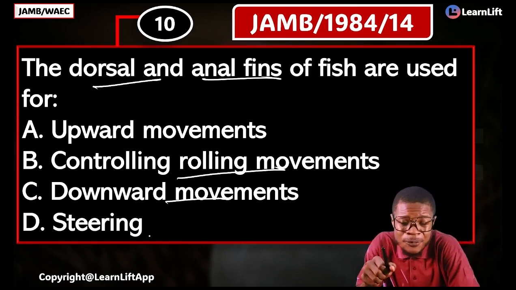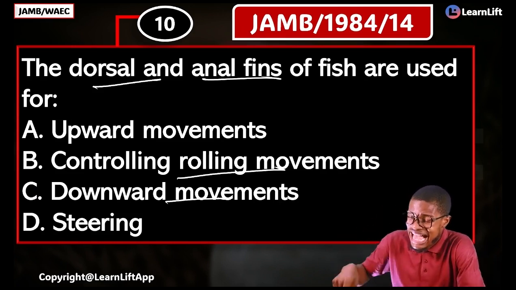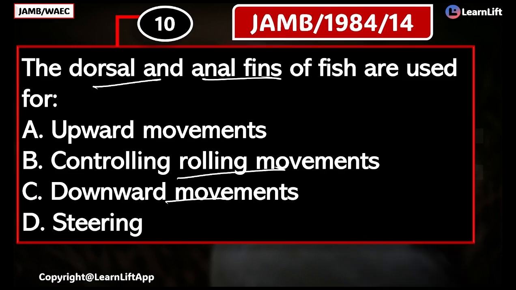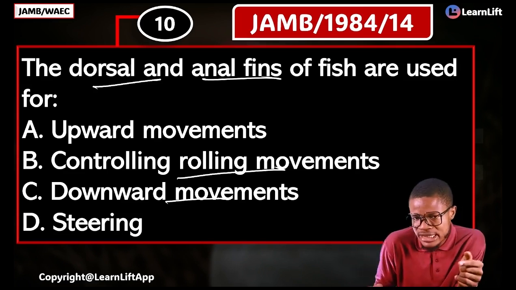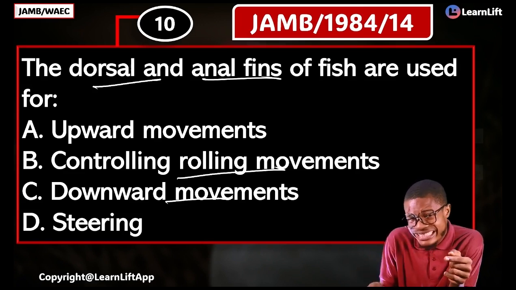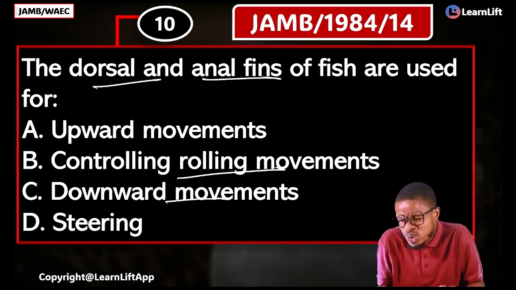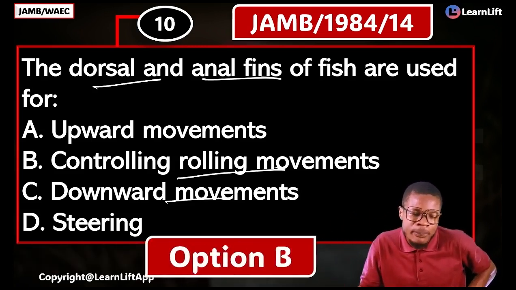Listen carefully. Dorsal and anal fin combine. You know, dorsal is in front, anal fin is behind. If the fish is moving inside water and wants to roll itself, to do a rolling movement, it is the function of the dorsal and anal fin combined that carries out the rolling movement of the fish. That makes option B the correct answer.